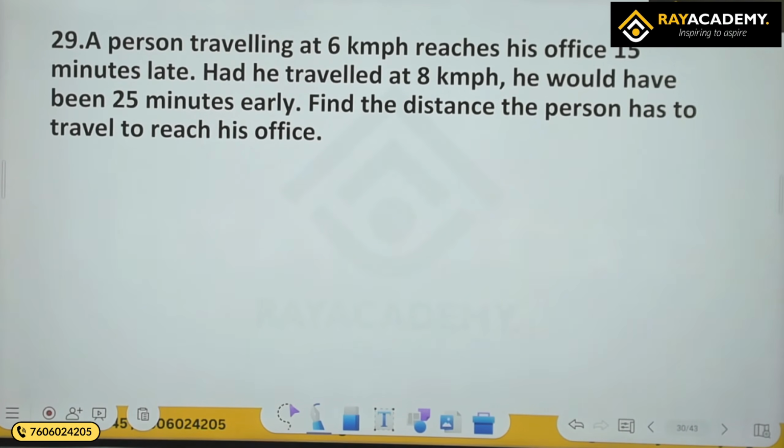A person traveling at 6 km per hour reaches his office 15 minutes late. Had he traveled at 8 km per hour, he would have been 25 minutes early. Find the distance the person has to travel to reach his office.